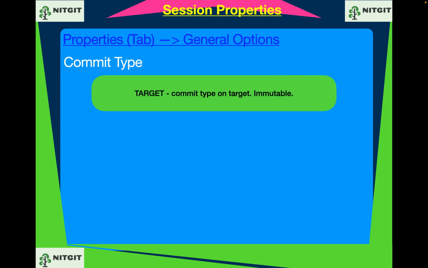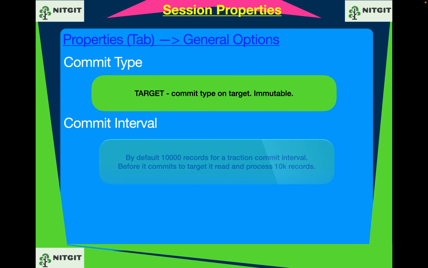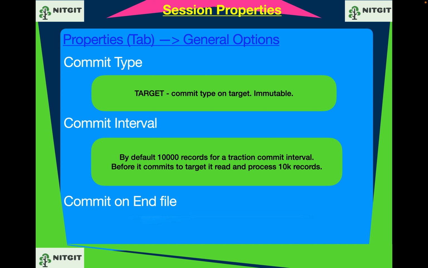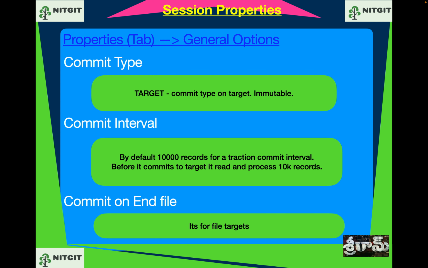Commit type. Target is the value for this commit type. So anyway, we are committing to values always in target only, not source, so there's no value to change here. It is immutable, it's not changeable. Okay, then commit interval, this can be changeable.